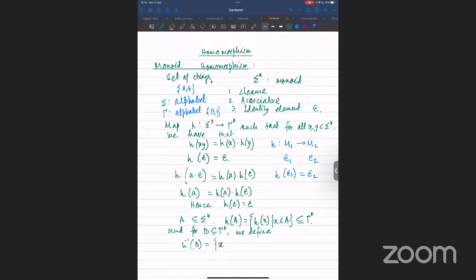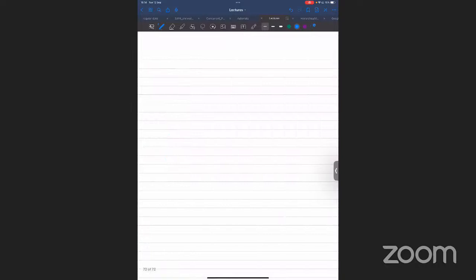Okay, so this is the set of X belonging to sigma star such that H of X belongs to B. Very good. We will also call it the pre-image of B under H. Now to prove the closure, let's write this theorem, which is closure under homomorphism.